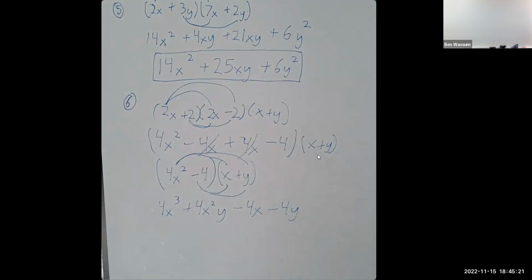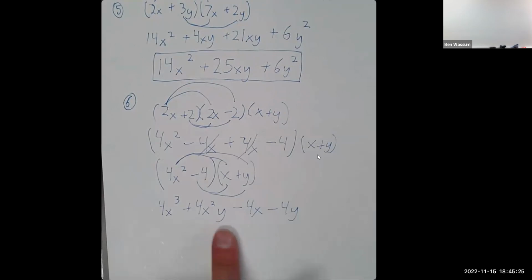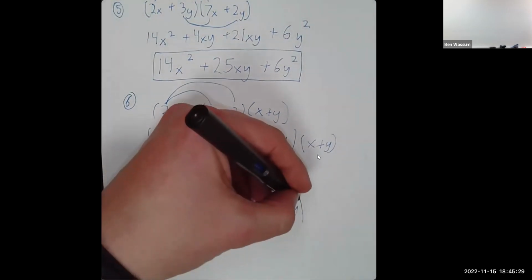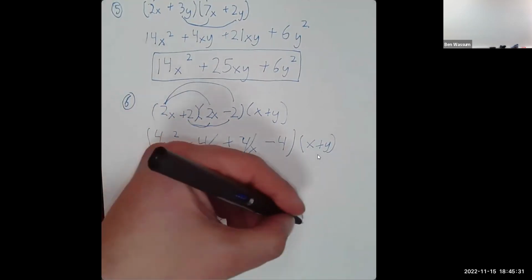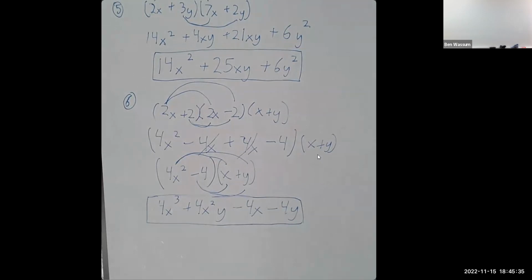Do I have any like terms? No. I have 3 x's, I have 2 x's and a y, I have an x, and I have a y. None of these go together nicely. We are done. And that's probably about as weird looking as any binomial problem you really have to do. Right?